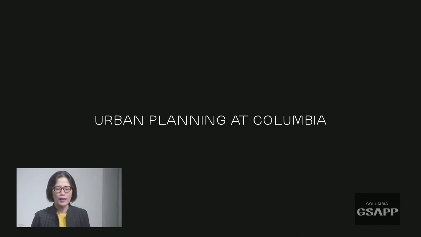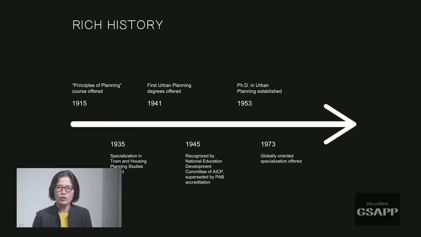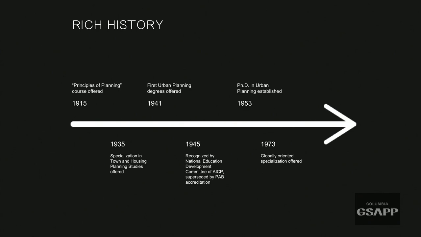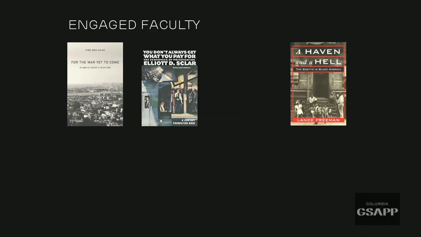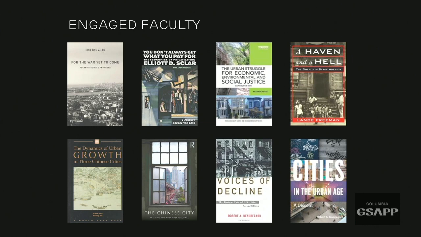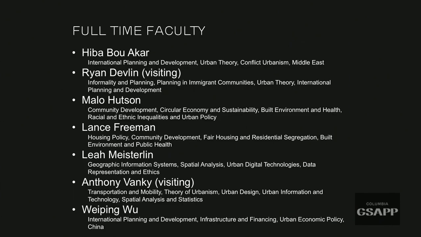So urban planning at Columbia, much parallel to the history of Columbia, has a long history, as you can see here. If you're interested, obviously, we can share some of this history with you in more detail later. And currently, we have a number of core faculty who are very active in scholarship, in generating new knowledge, and in working with students not only in courses, but also in research. So I would like to introduce to you our core faculty here.